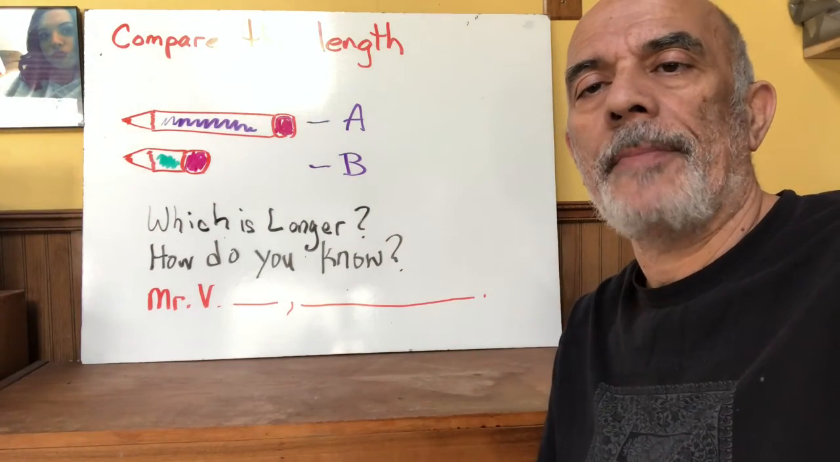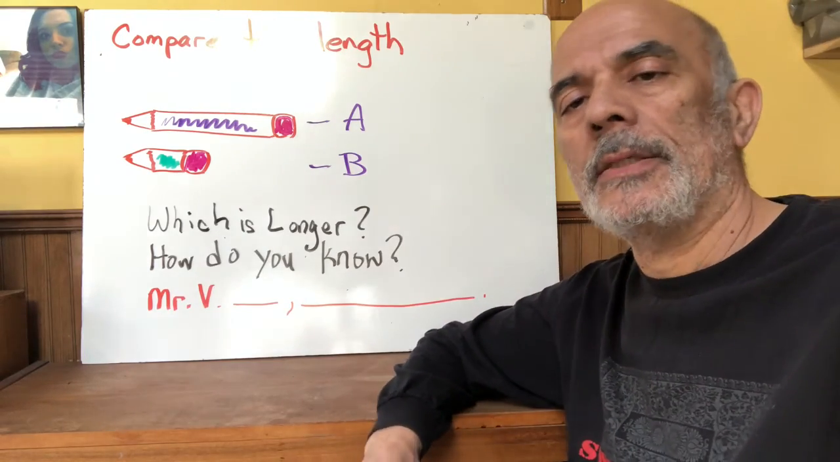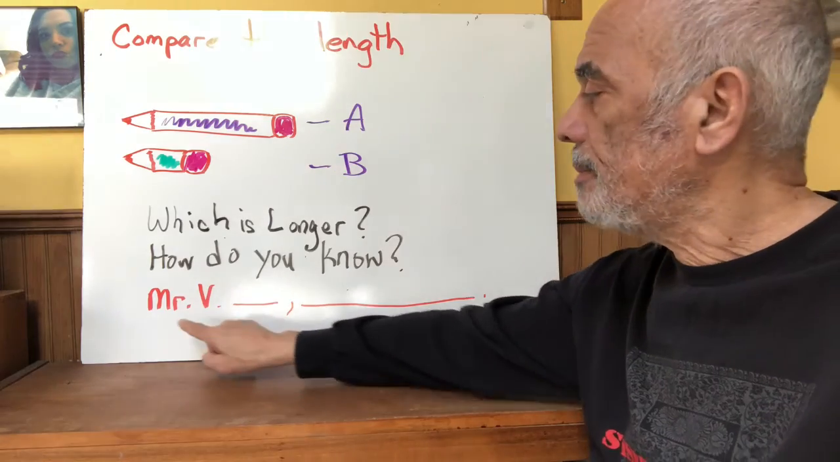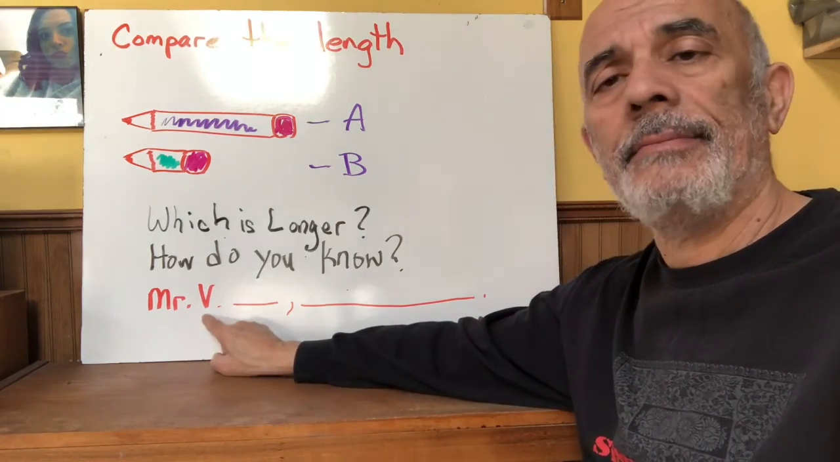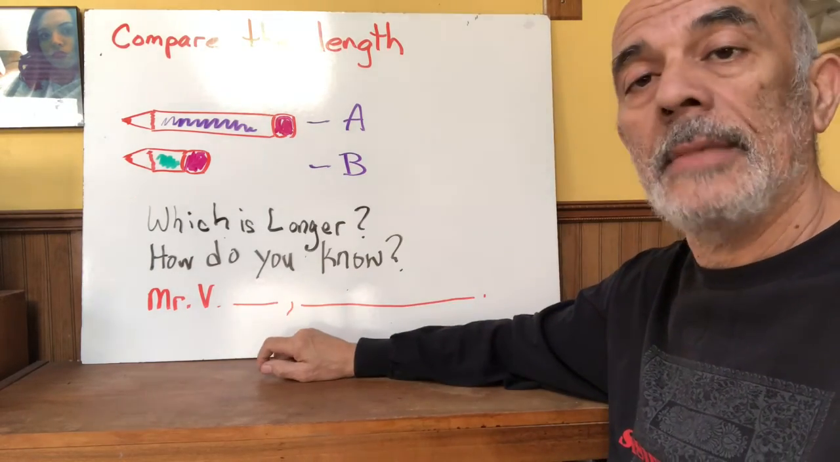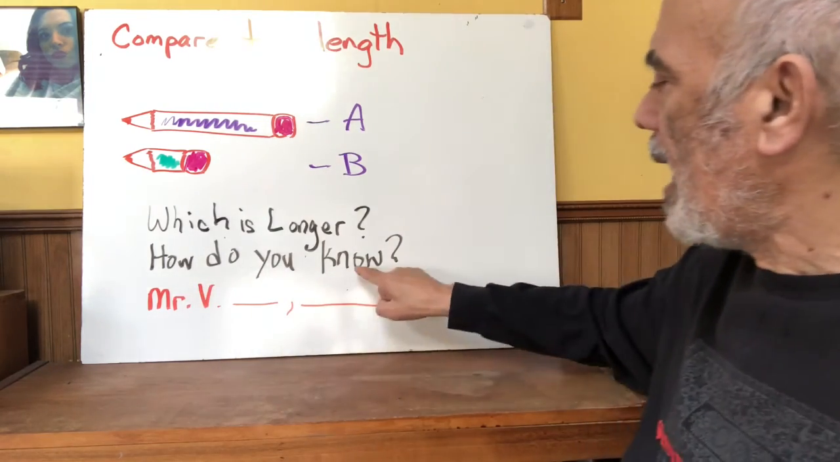So I'm sure you understand how to compare lengths now. So for your assignment, please post on the bottom and write it like this so I know it's for me. Mr. V, tell me A or B is longer, and then tell me how do you know? How do you know?